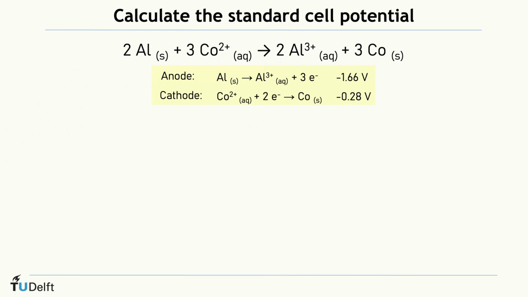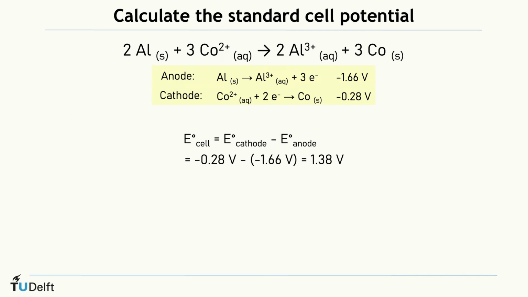First, remember the formula for the standard cell potential. You can calculate the standard cell potential by subtracting the anode standard potential from the cathode standard potential. This gives -0.28 volts plus 1.66 volts, since the double minuses become a plus, and the standard cell potential will be 1.38 volts. Now consider if the reaction is spontaneous.